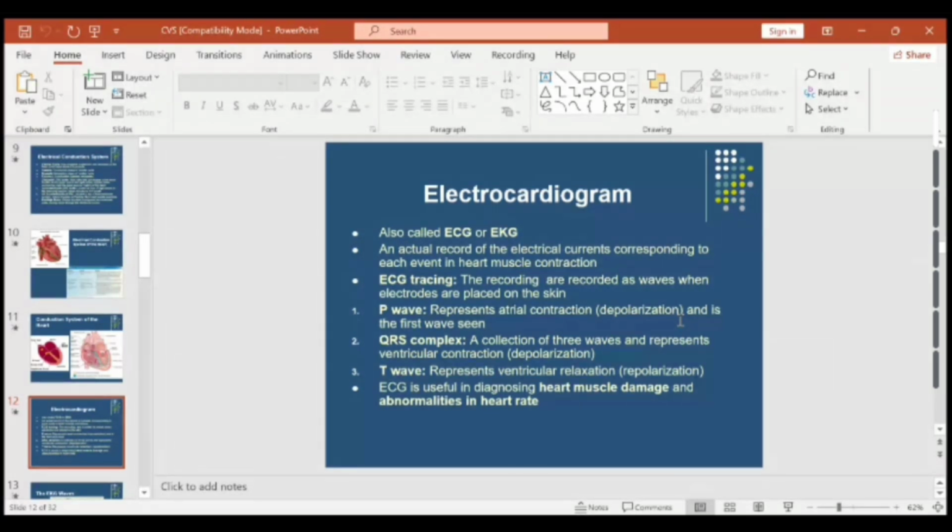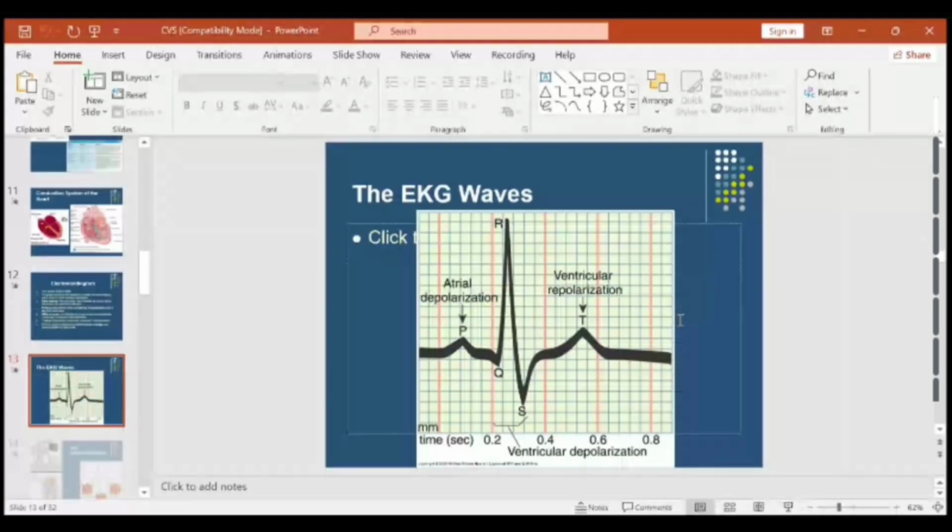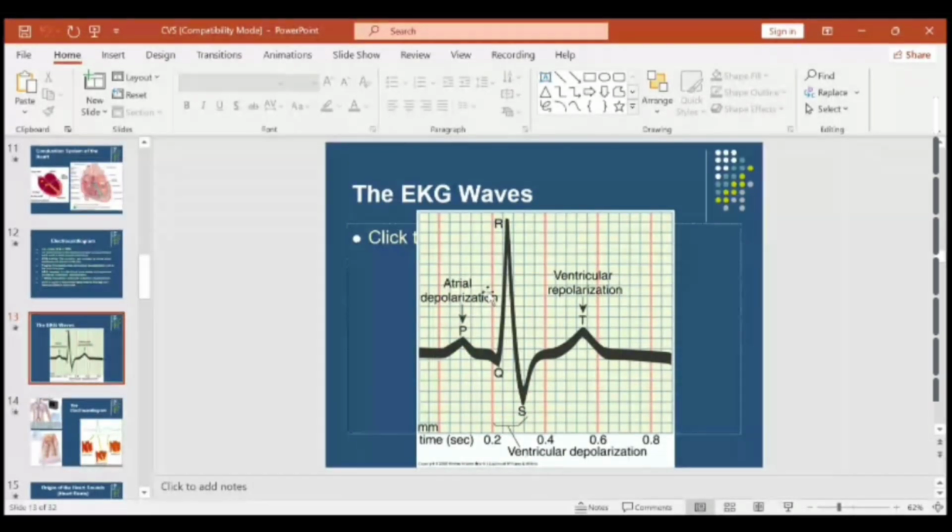And once we record that wave or that electricity in a paper form, we end up with what you call the ECG tracing, that you can either see on a screen or on paper. And it looks something like this, which I think you're all aware of.